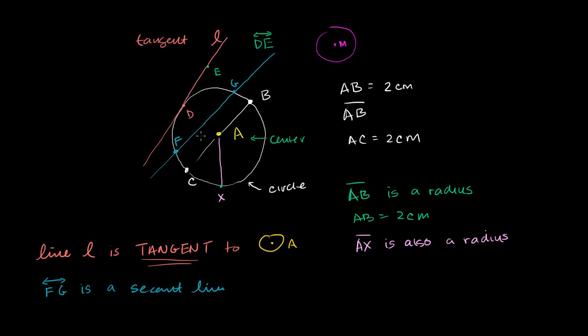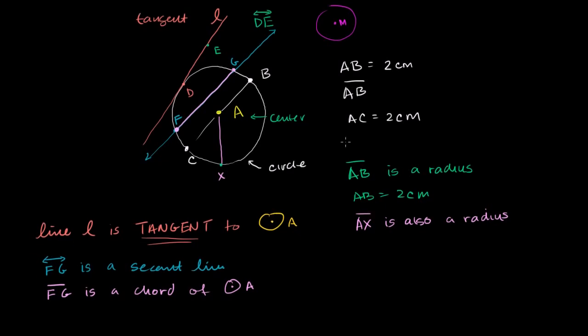Now, if FG was just a segment, if it didn't keep on going forever like lines like to do, if we only spoke about this line segment between F and G and not thinking about going on forever, then all of a sudden we have a line segment, and we would call this a chord of circle A. It starts at a point on the circle, a point that is exactly in this case 2 centimeters away, and then it finishes at a point on the circle. So it connects 2 points on the circle.